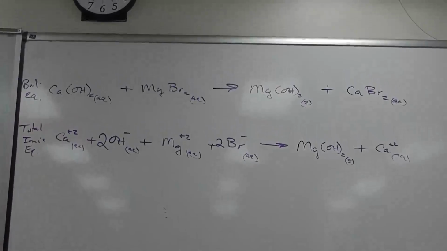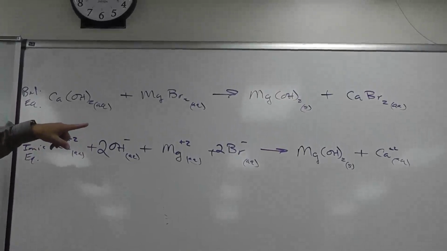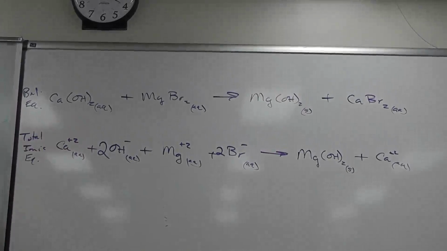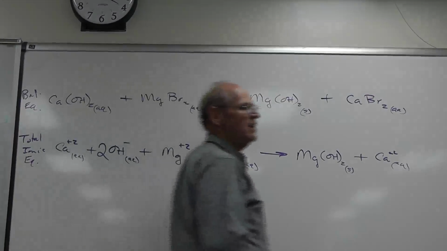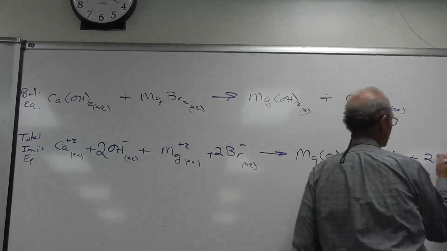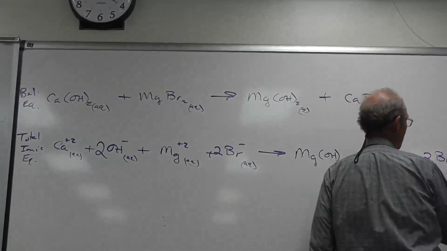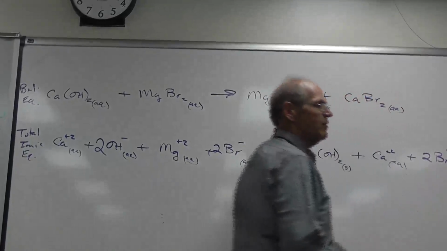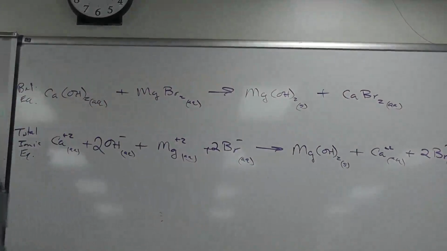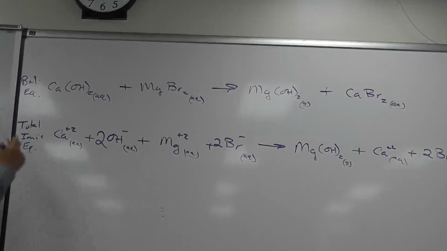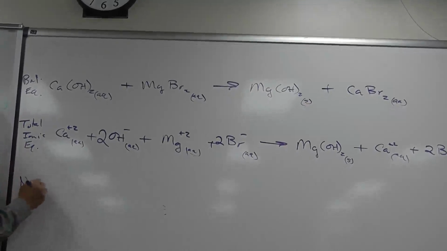Yes. Very good. Everybody okay with the calcium ion written like so? And then finish it up. What do I got to do with the bromine? 2 Br -1 ions that are aqueous. So that should be my total ionic. Next is my net ionic.